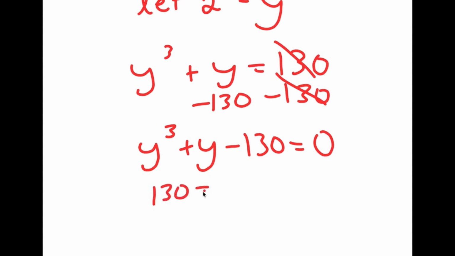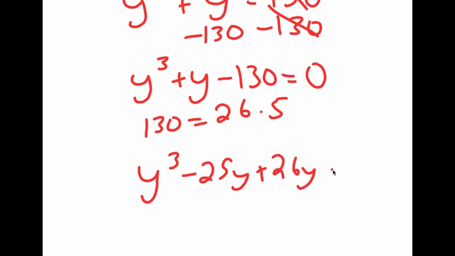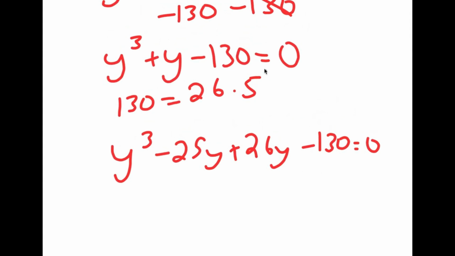Now 130 is the same thing as 26 times 5. So I'm going to rewrite this as y to the power of 3 minus 25y plus 26y minus 130 is equal to 0. Because 5 squared is 25, and 26 goes over here. And negative 25y plus 26y is equal to y.